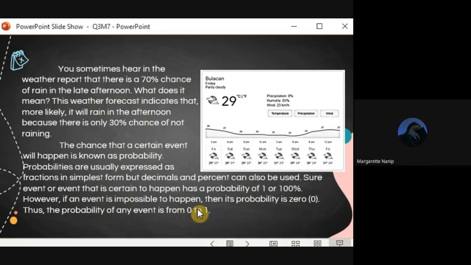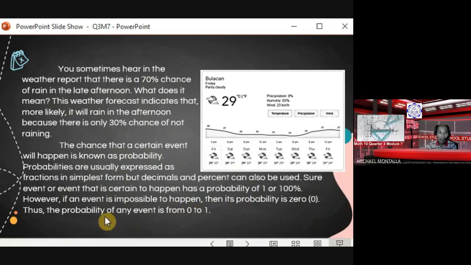Nakasunod ba? Opo. Salamat. Therefore, ang probability natin ay makikita lang natin from 0, yung impossible to happen, up to 1 or 100%. So, wala tayong probability na 1.1, wala tayong probability na 2, okay? Because the maximum of our probability is 1.